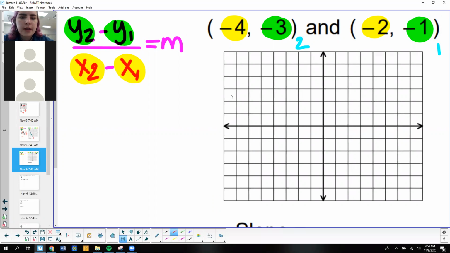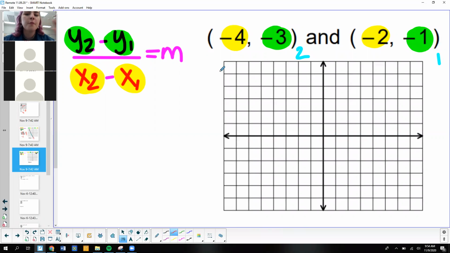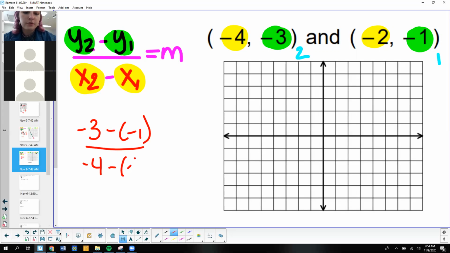All right, so I'm gonna go ahead and enter. I'm hoping that labeling with the colors is kind of helping you. So remember, y2 doesn't mean that y equals 2. That means that's a point. So this is gonna be (0, 2). I labeled that, so that's gonna be what comes first. For this one, we're gonna take y2, which is -3, minus y1, which is -1. So minus a -1, divided by x2, which is -4, minus x1, which is -2.